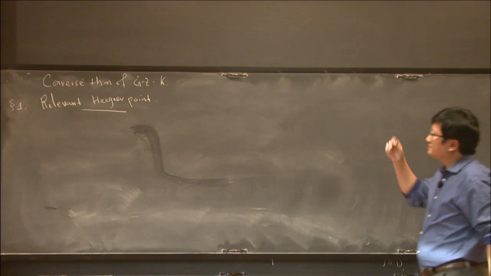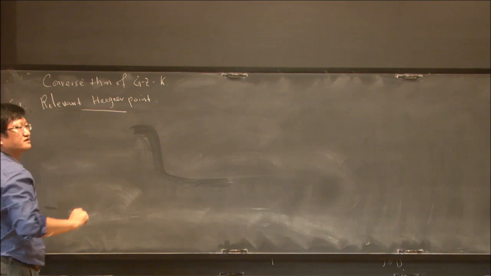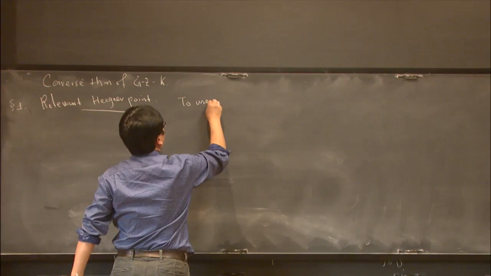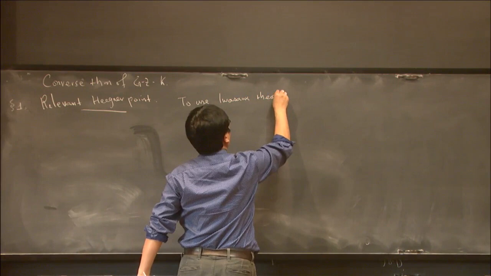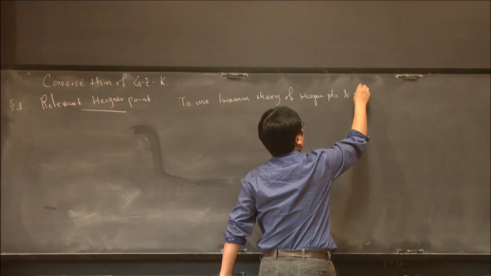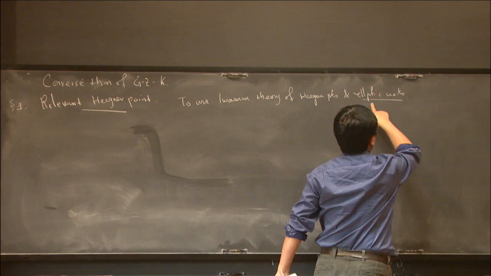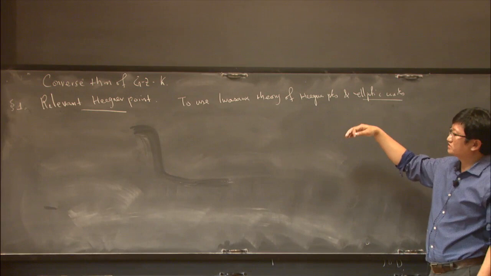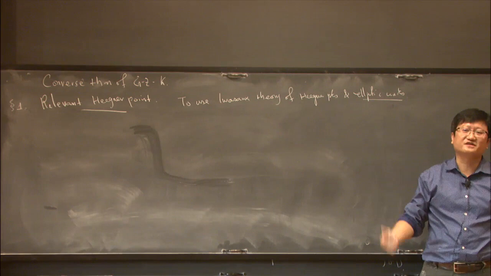Then you need to choose the relevant Heegner points, which is very sensitive with respect to your situation. Like in our case, we want to use this Iwasawa theory of Heegner points and elliptic units. So to use these elliptic units to overcome the difficulty in the non-same case, it's better to take the relevant imaginary quadratic field to be the same field itself.